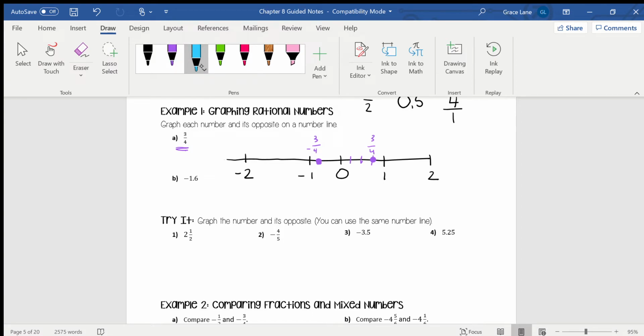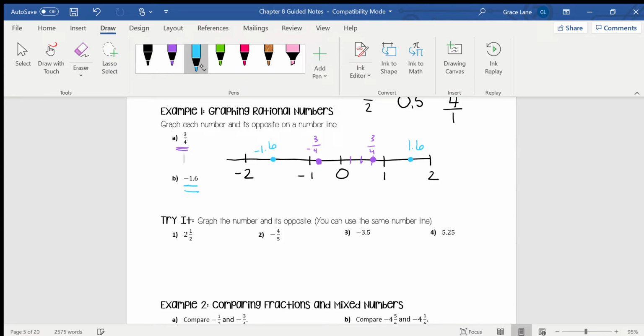Okay, so then -1.6. I'm going to do it in blue. So I know that 1.6 is pretty close to 1.5. So I know that my number here is going to be in between -1 and -2. It's going to be slightly past the halfway point, so I'm going to put it right here-ish. The opposite of that should mirror on the other side. I mean, you could do the positive side first if it's easier to think like that, but it's going to be right about here.